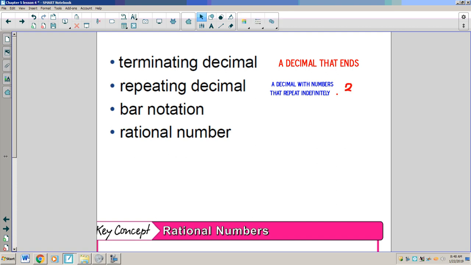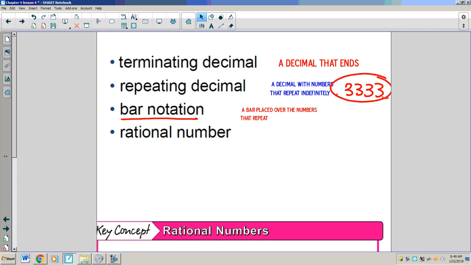For example, 0.333, and they keep going. Sometimes we'll use the dots, but that can get confusing with decimals. So we came up with bar notation. That's a bar that's placed over the numbers that repeat. So for this decimal, we could write 0.3 and put a bar over it. That means those numbers repeat.